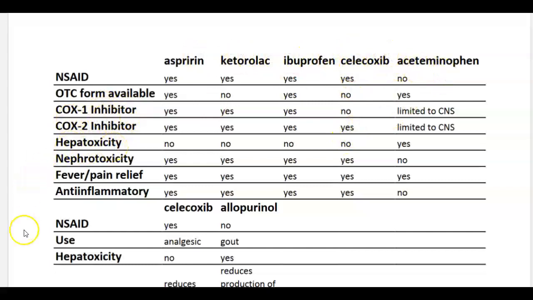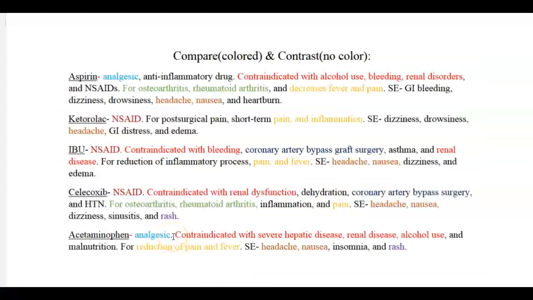Hepatotoxicity, are we worried about hepatotoxicity? And again, acetaminophen, what is your maximum daily dose for acetaminophen? Do you remember that? If your patient's getting high levels of acetaminophen, we're worried about how the liver is going to tolerate that. So we want to watch those liver enzyme levels. And here's another example of a student who used color to help point out important information about the different medications.